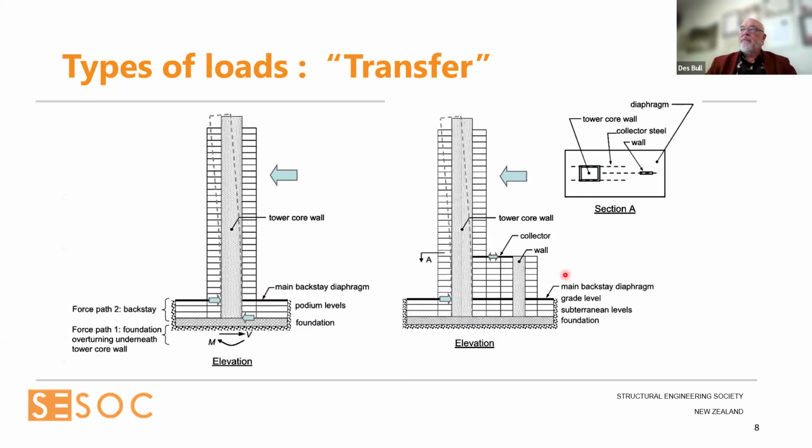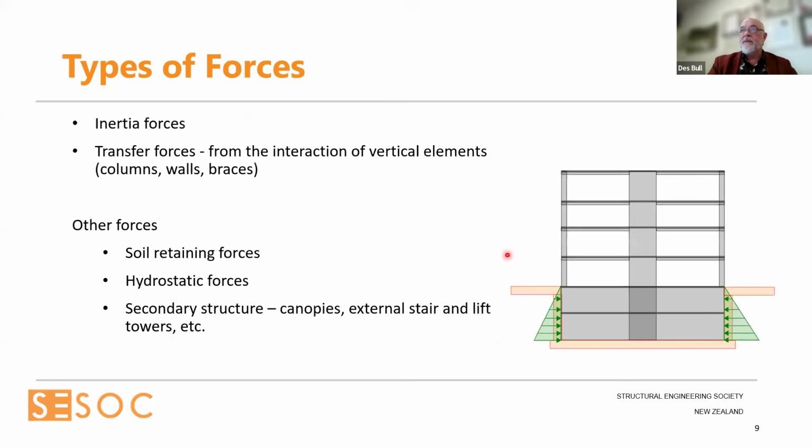Another spot where similar large forces can develop is the transition between podiums and tower blocks. And that roof area there is a significant transfer diaphragm. So we have inertia forces, and transfer forces from the interaction with the vertical elements. But we also have other forces that can pass through the diaphragm, such as soil retaining forces, hydrostatic forces, and secondary structures such as canopies, external stair and lift towers, which are external from the architecture but tied back into the building. These all produce large forces to be transferred through the floor plates.